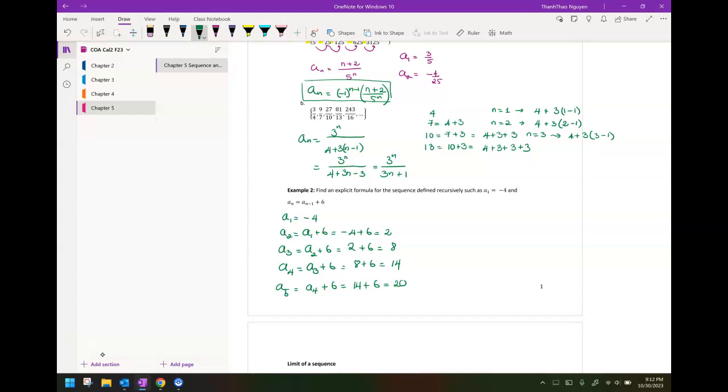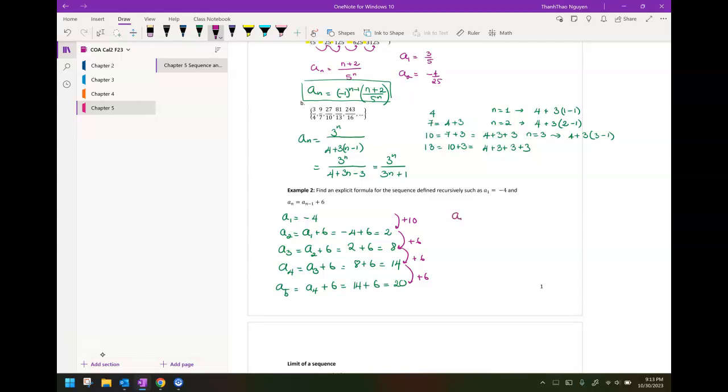Okay. So note that each time, from term to term, you add 6. You add 6 in each case. So how do we go from 4 to 6? To go from negative 4 to 6, we actually add 10. Okay. So we add 10.